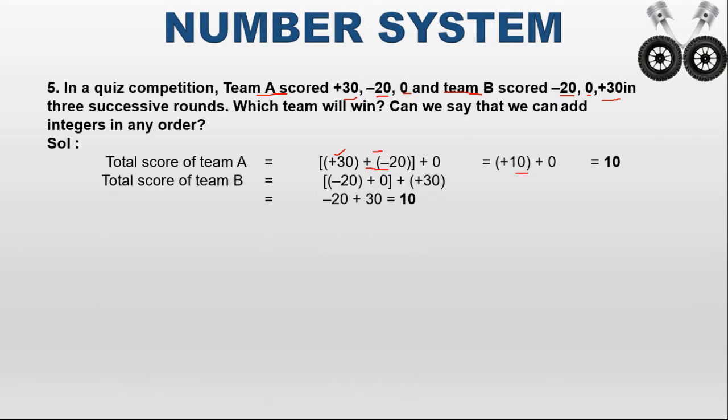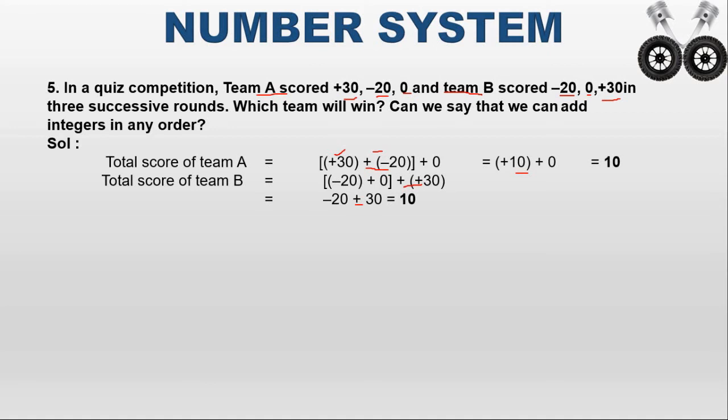So next we are going to find the total score for Team B. That is, we are going to add the values. Minus 20 plus 0 plus, within a bracket, plus 30. Minus 20 plus 0, so the answer is minus 20. So here the operators near together are plus plus. So both have the same sign. That means you have to put the plus sign. So minus 20 plus 30.